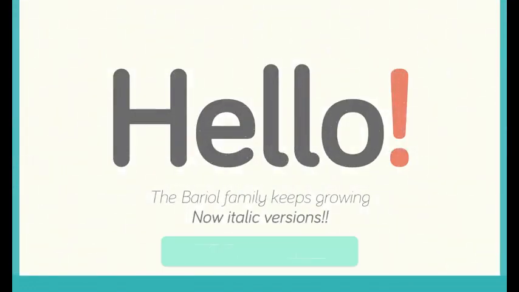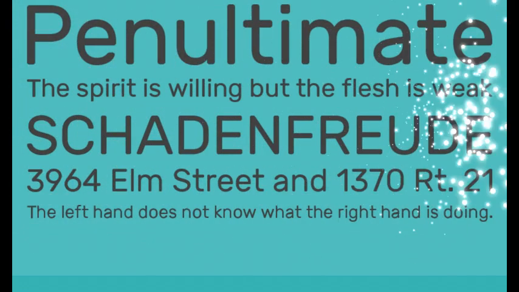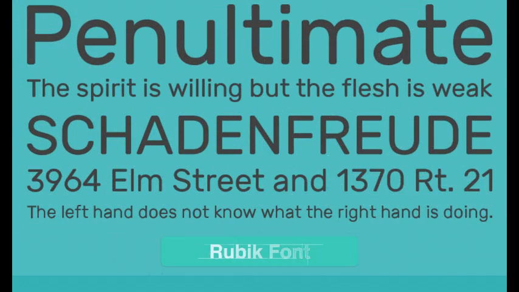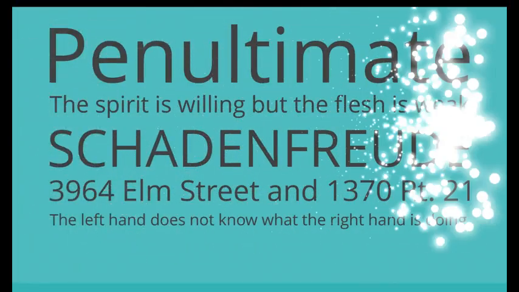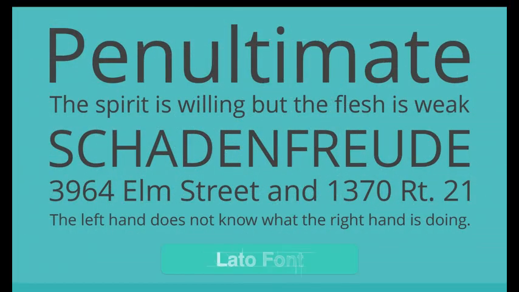Now, let's see how some of these fonts look. The first one is Arial font. Rubik font. This font we will use in Tinder or Periscope. Lato font. A very nice font for the mobile app.